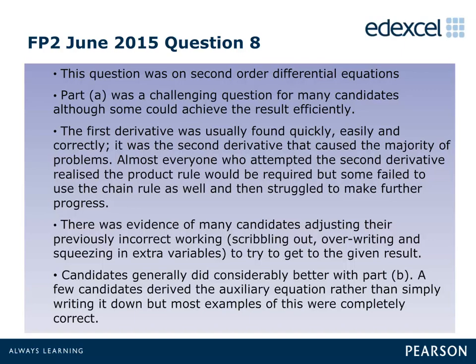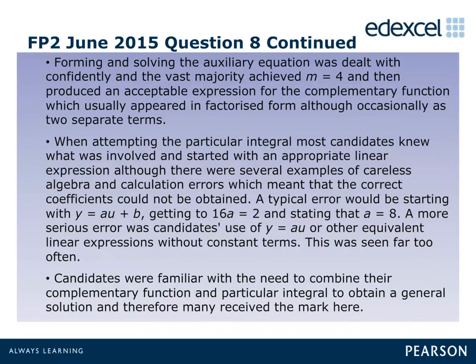Candidates generally did considerably better with Part B. A few candidates derived the auxiliary equation rather than simply writing it down, but most examples of this were completely correct. Forming and solving the auxiliary equation was dealt with confidently, and the vast majority achieved m equals 4, and then produced an acceptable expression for the complementary function, which usually appeared in factorized form, although occasionally as two separate terms.